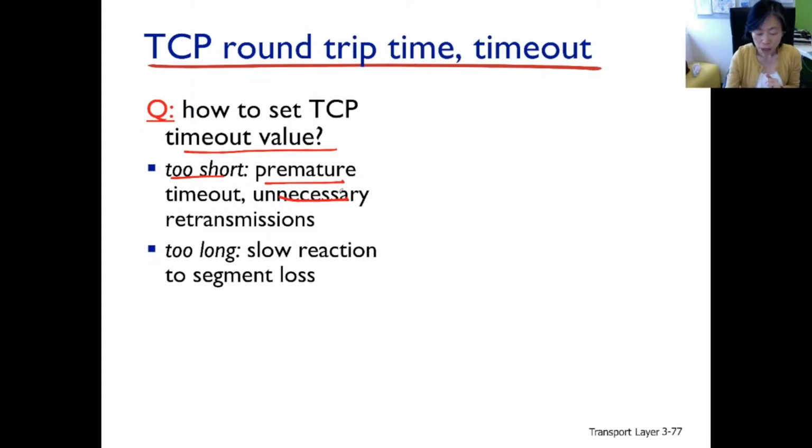So, not good. If that timer is too long, the intuition also says it's going to take a long time for the sender to discover there's a packet loss and try to recover from it. So you see that the user experience with sending data over this connection is not going to be good. Okay, so slow reaction to packet losses. Either case, not good. So how do we find a balance?